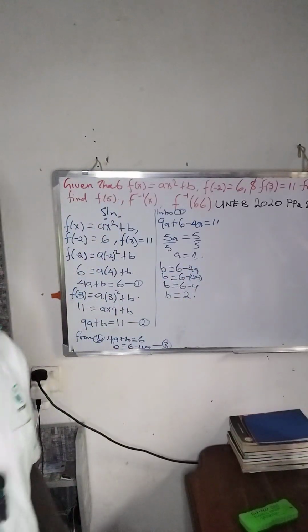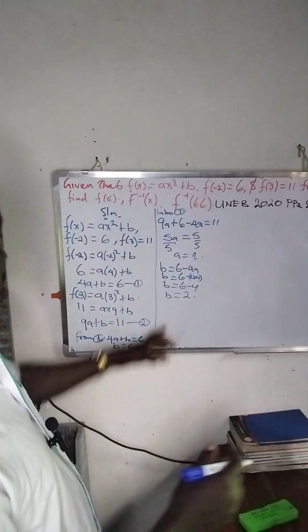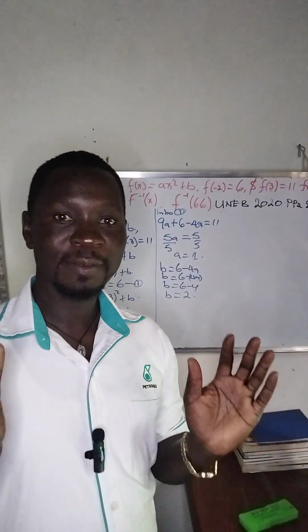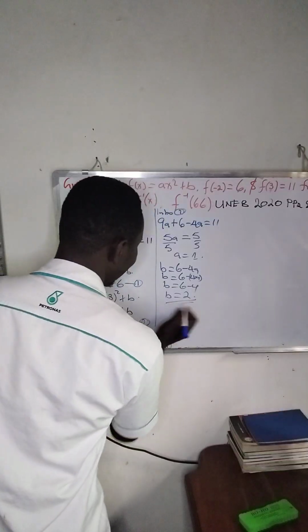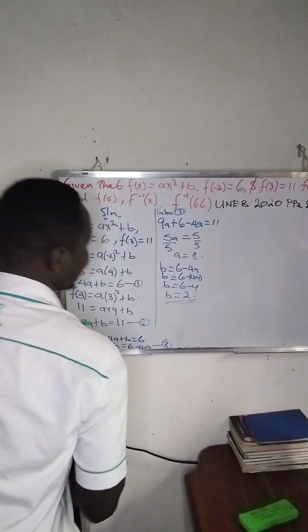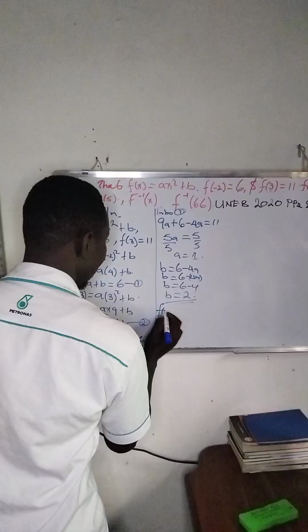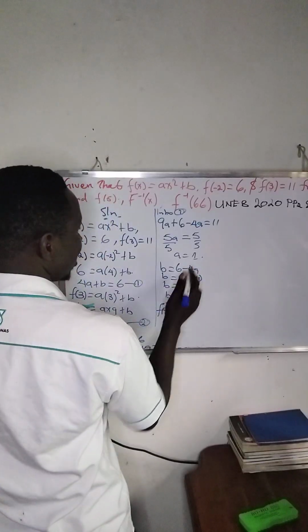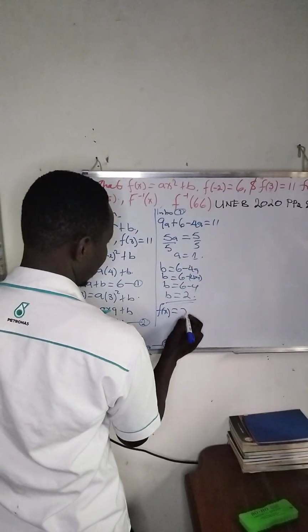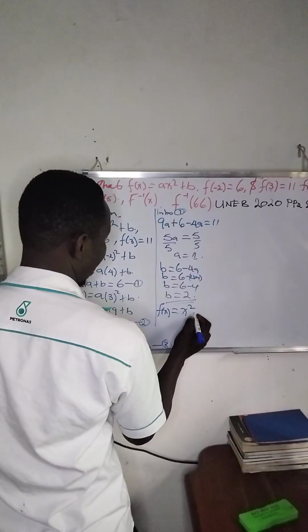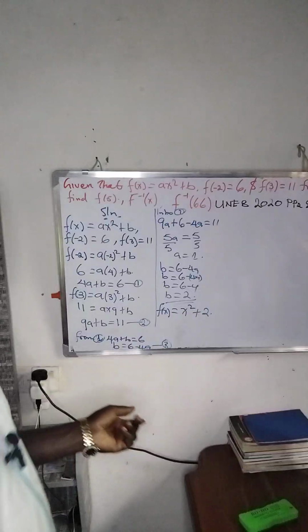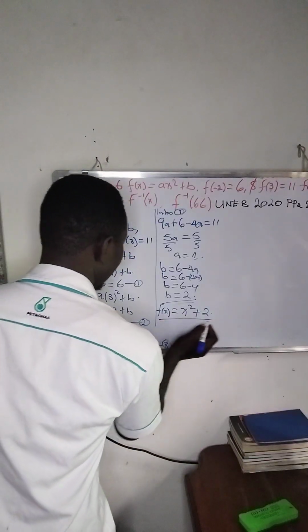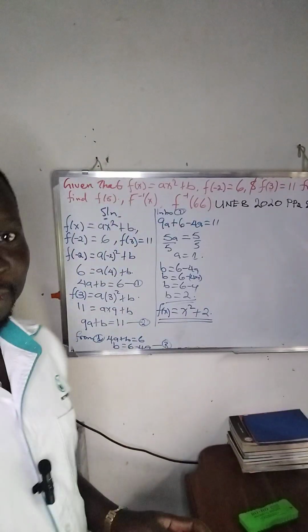Are you seeing that one? Now the value of b is already obtained. Are we together? After getting this, our next point is to obtain f of x, where a is 1. It becomes 1 times x squared, plus b, which is 2. Now our function is obtained: f of x is x squared plus 2.